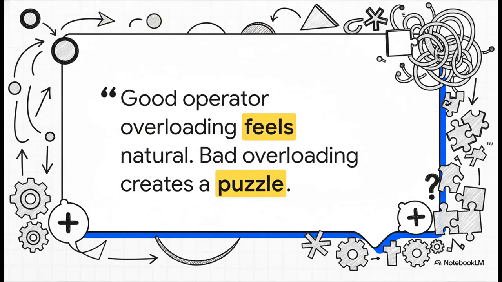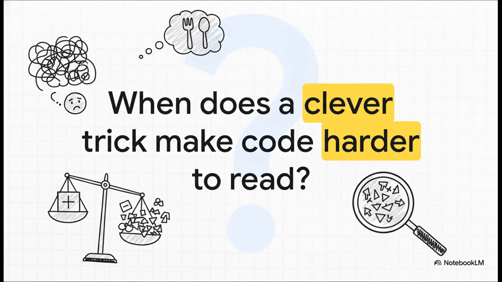Which brings us to the real philosophy behind all of this. The ultimate goal is always, always clarity. When you do it well, it makes the code feel completely natural and intuitive. But when it's misused, if you did something crazy like overload the plus sign to perform subtraction, it just creates a confusing puzzle for the next person who has to read your code. And that's the big question I want to leave you with. Just because you can overload an operator, does that really mean you should? Where's that line between making code more intuitive and just being clever in a way that actually makes it more confusing? That's something every great programmer has to think about.